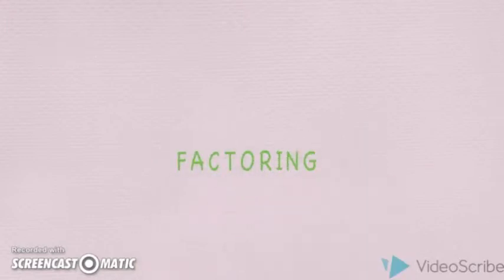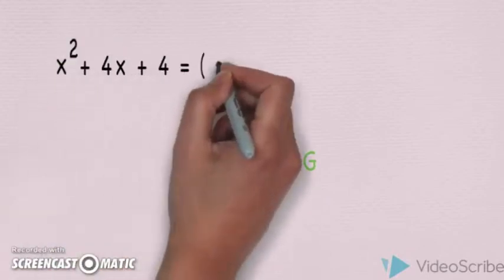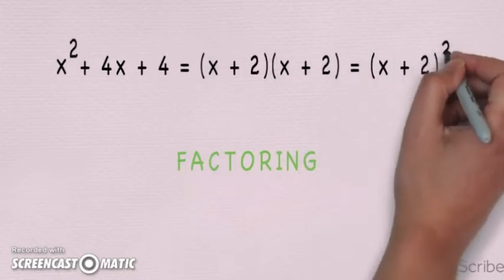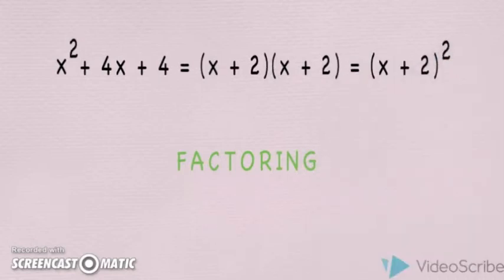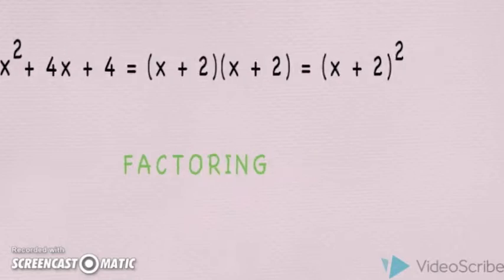So keeping this form in mind, let's think about factoring, specifically with perfect square trinomials, like this one. This is a perfect square trinomial because it can be factored out into a single quantity squared. So let's look at an example.